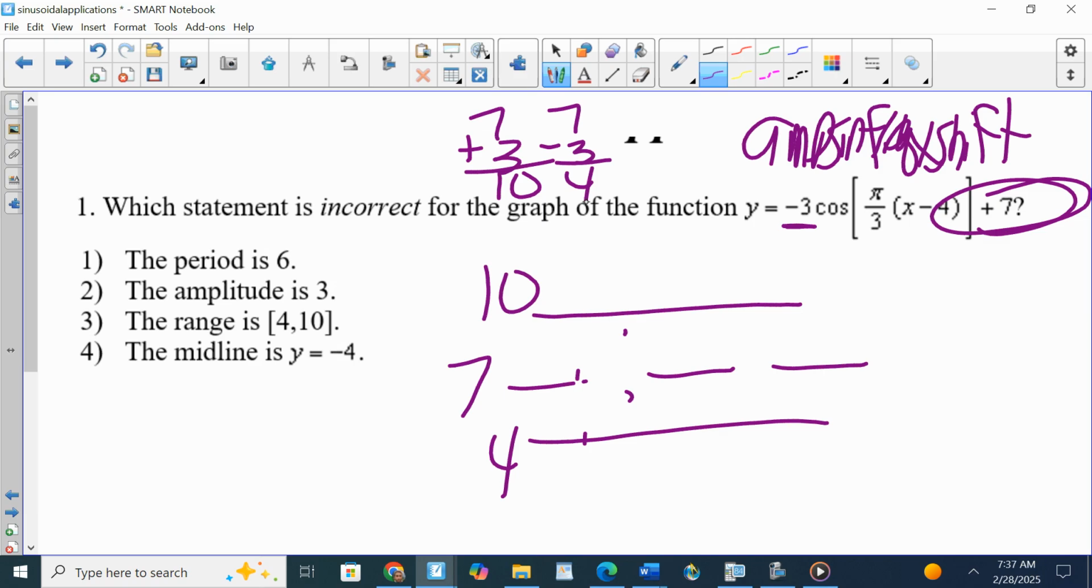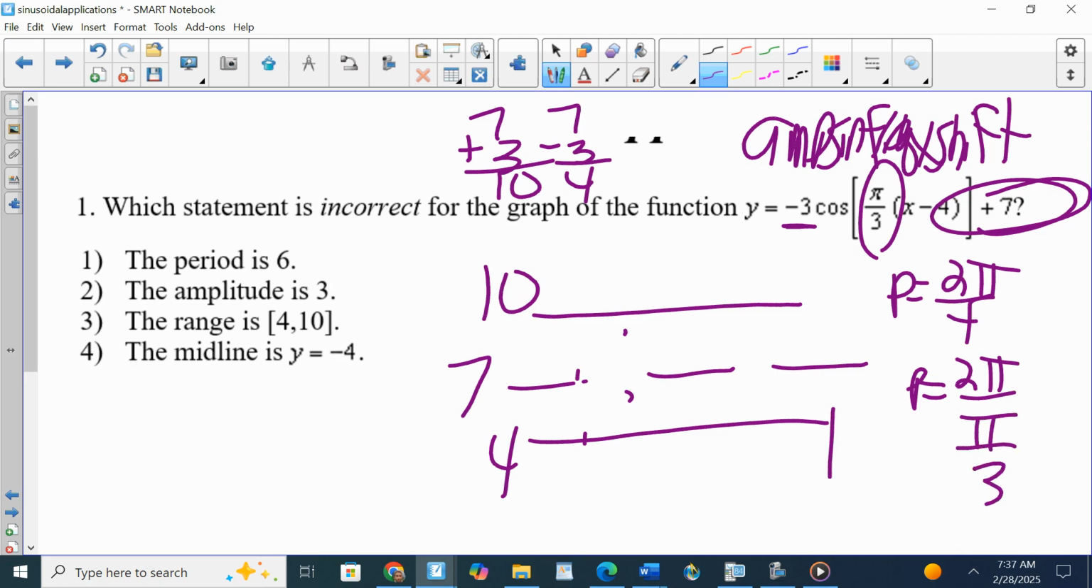Now, this may or may not be enough information. We may need the period as well. So, period is 2 pi over the frequency. Period is 2 pi over 3. Keep change flip, 2 pi times 3 over pi is 6. So this is 6. There is a phase shift here. We didn't talk much about phase shifts. It's really not going to matter. Based on the information I have right now, I should be able to answer the question.